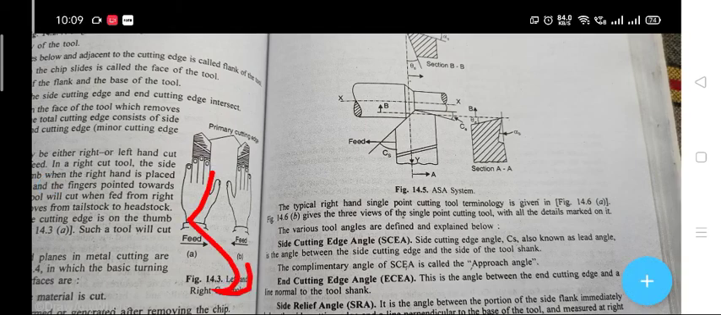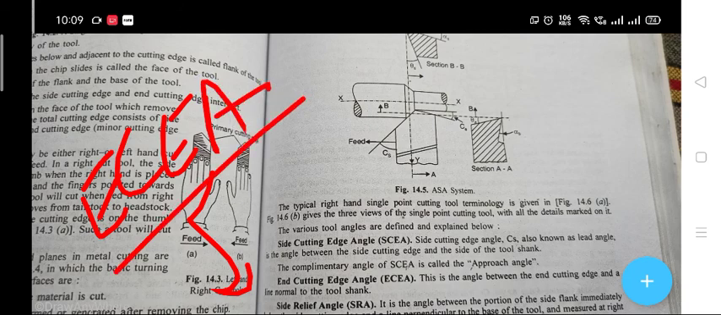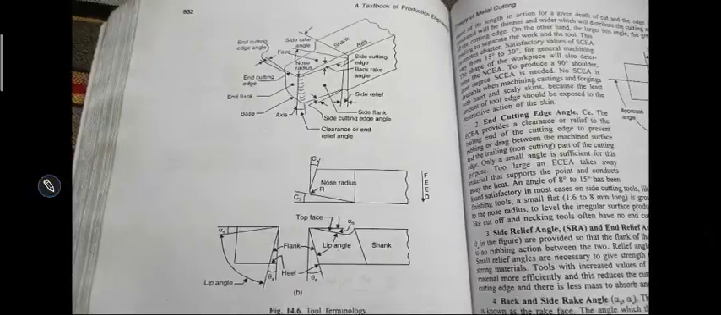Then next is the ECEA. ECEA stands for end cutting edge angle. Where will we find it? It is the angle between the end cutting edge and a line normal to the tool shank. That is your ECEA. And next is your SRA.